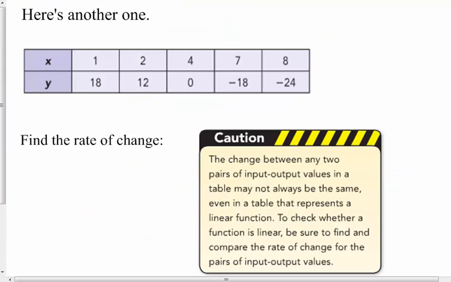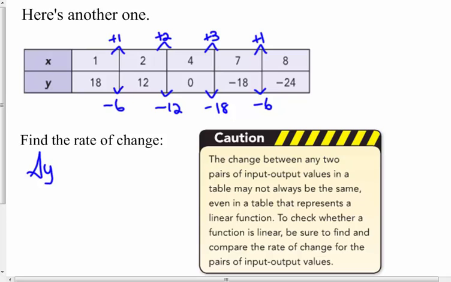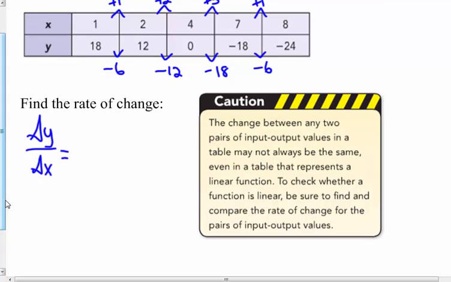Here's another one. My x values are going up by 1, then up by 2, up by 3, up by 1. How are my y values changing? Down by 6, down by 12, down by 18, down by 6. So my delta y over delta x, my change in y values over the change in x values, my slope, is negative 6 over 1, which equals negative 12 over 2, which equals the same rate of change, negative 18 over 3, negative 6 over 1.